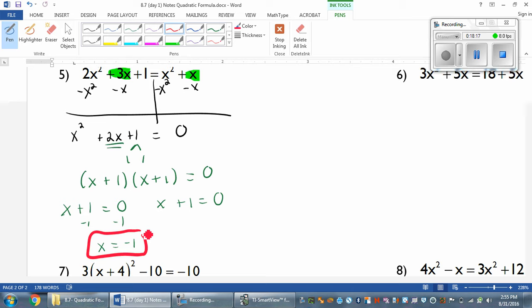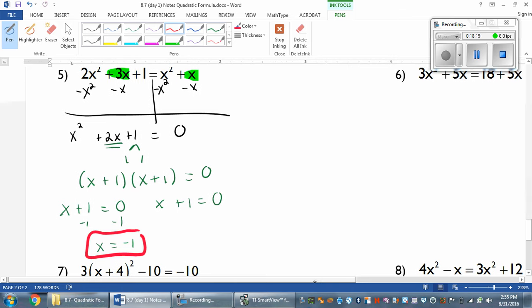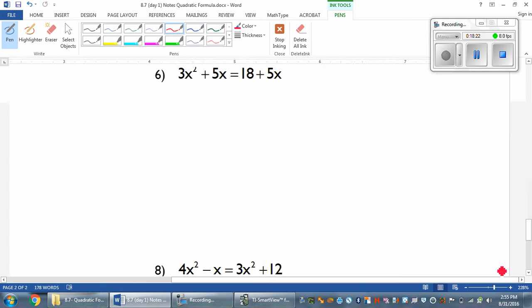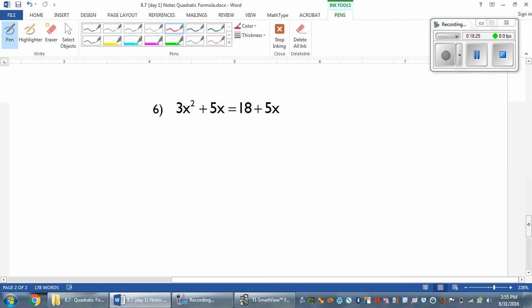All right. Let's jump down to number 6, and then we will call it a day. Again, always check to see if you have a linear term, and you do. But do you notice that they're the same value, 5x and 5x? So when you subtract 5x from both sides, they both go away. So do you really have a linear term anymore? No. You have 3x squared is equal to 18. So if you don't have a linear term, that's the square root method.